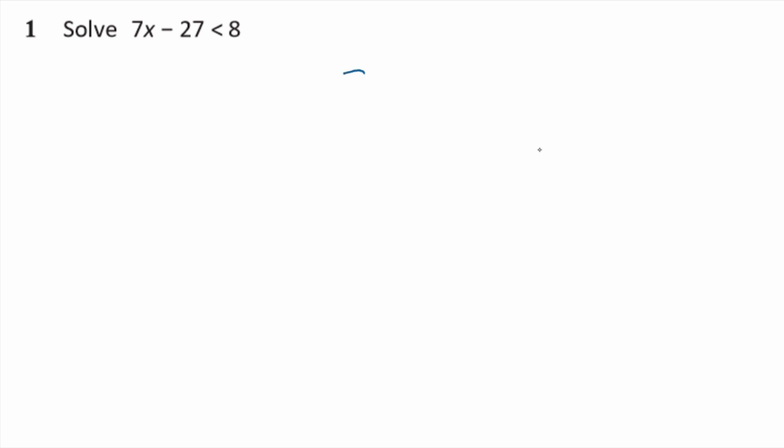If we had the equation 7x minus 27 is equal to 8, then you should know that you use inverse operations to simplify it. So for instance, if I add 27 to both sides, that's going to cancel with that, and it's just going to leave me with 7x on the left. And then 8 plus 27 is going to give me 35.